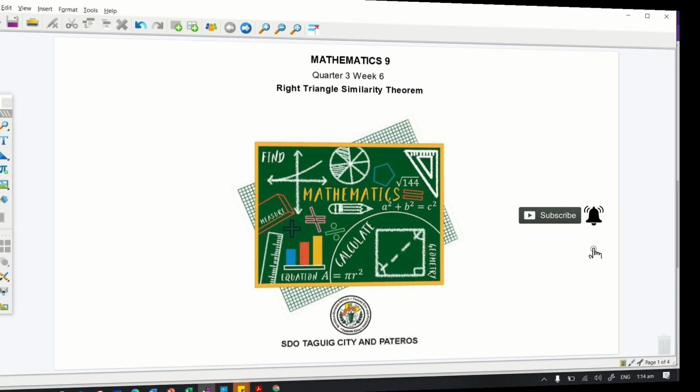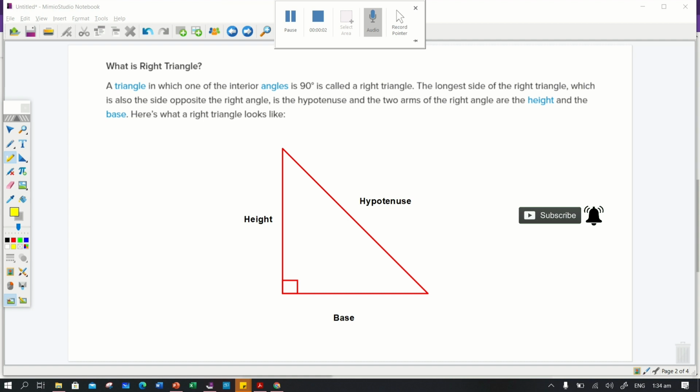Okay, what is a right triangle? A triangle in which one of the interior angles is 90 degrees is called a right triangle. The longest side of the right triangle, which is also the side opposite of the right angle, is what we call the hypotenuse. And the two arms of the right angle are the height and the base.